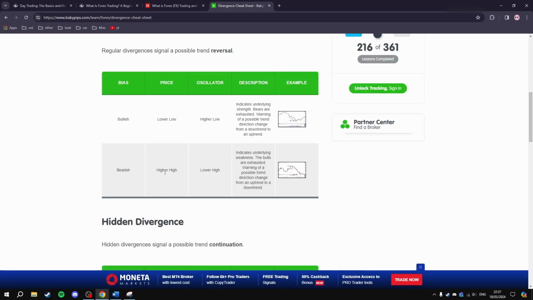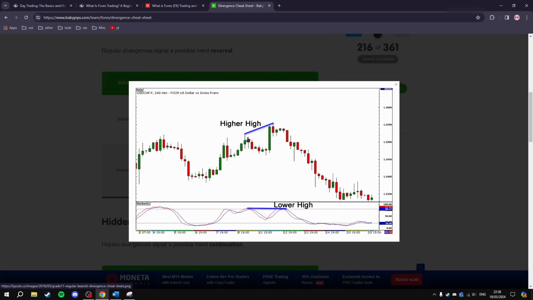Bearish: higher highs. The price action is showing higher highs, whilst the technical indicator is showing lower highs. So it indicates underlying weakness, the bulls are exhausted, warning of a possible trend direction change from an upward to a downward trend. So higher high and lower high.